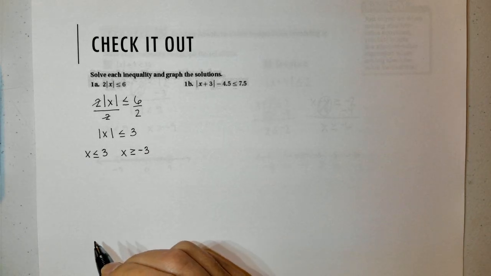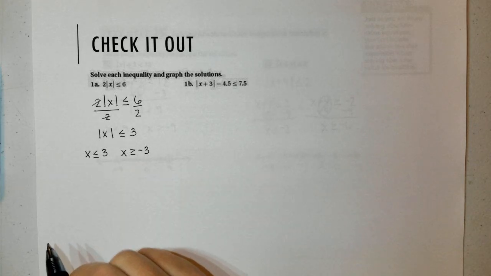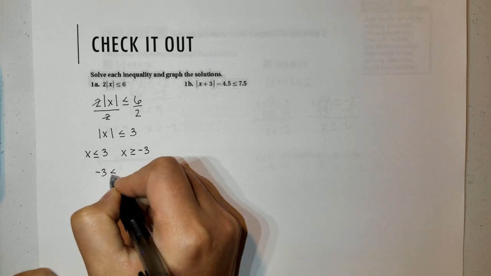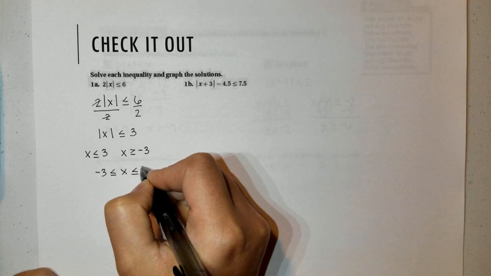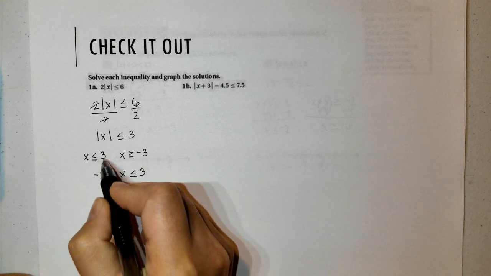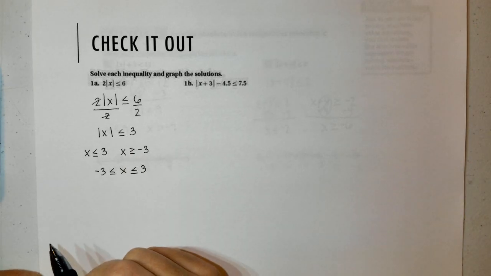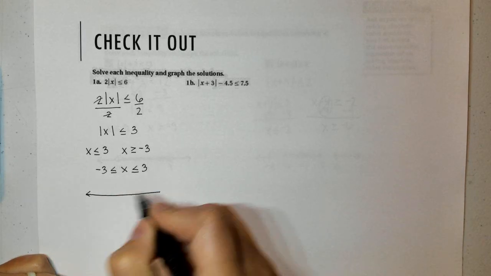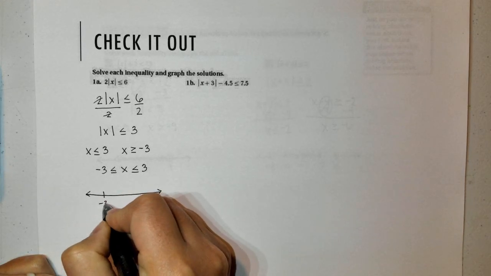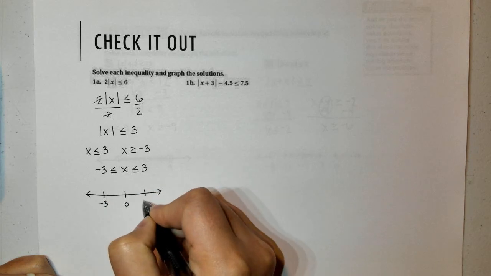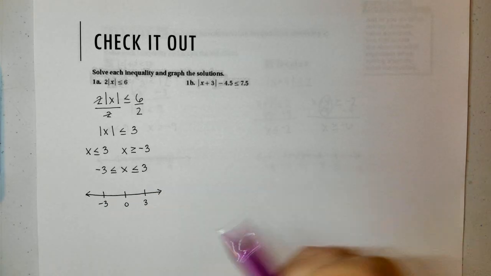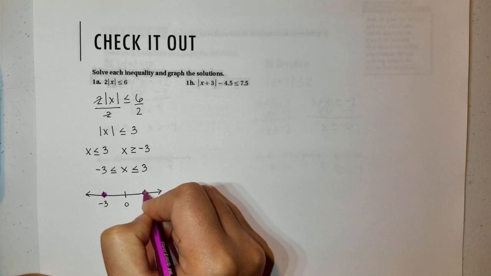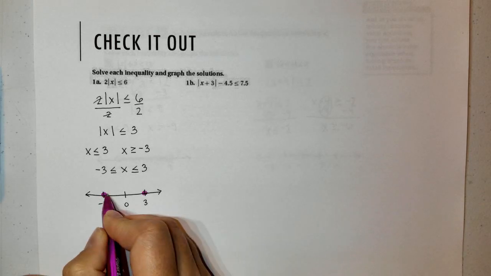And if you want, you can also write these jointly. You can combine them together. You can write negative 3 is less than or equal to x, which is less than or equal to 3. You could write this either way, it doesn't matter. Both mean the same thing. So now I'm going to go ahead and sketch the graph. So we have negative 3, 0, and then positive 3. I'm going to have a closed dot on negative 3, a closed dot on positive 3, and then we shade in between.